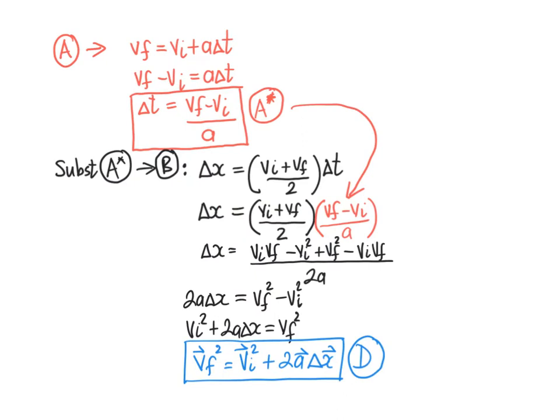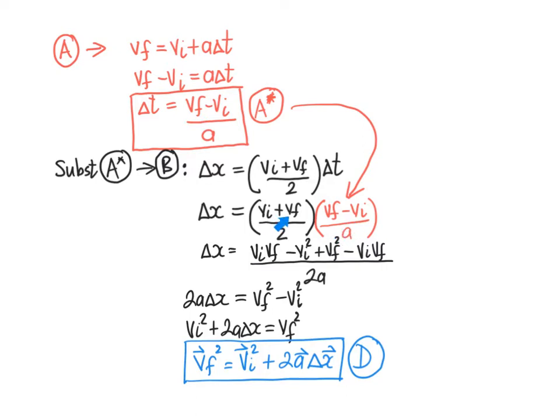If we now manipulate A in such a way that we make delta t the subject of this equation, then taking vi to the left hand side becomes minus vi, and then dividing by A on both sides, we get delta t equals v final minus v initial over A. We can call this modified form of equation A star. Now substituting A star into B, delta t is now replaced by v final minus v initial over A.